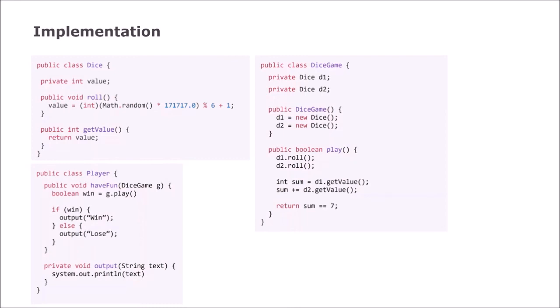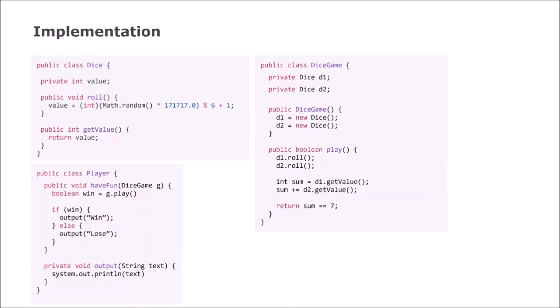In this example, we can see an abstraction. The user of the dice game, the player class, does not need to worry about what goes on inside the game. You just ask the game to play and get the result. The user does not tell the game exactly what to do. The dice game does not know what goes on inside the dice, for example, how many sides the dice has.